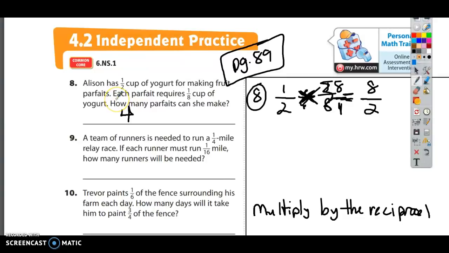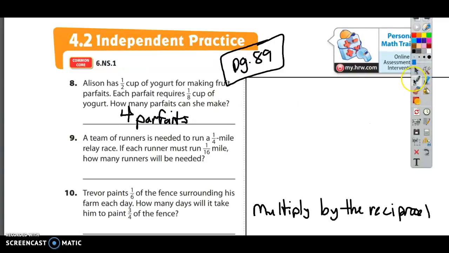And so we reread the question to look for what. It says how many parfaits can she make? She can make 4 parfaits. So for the rest of this page, make sure every answer you have includes a word.